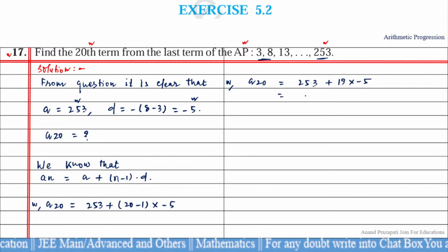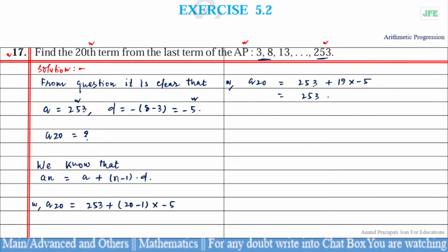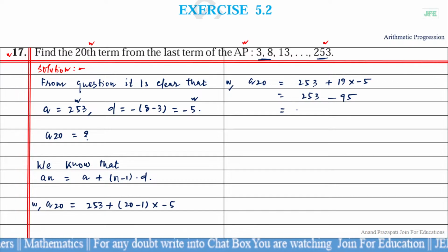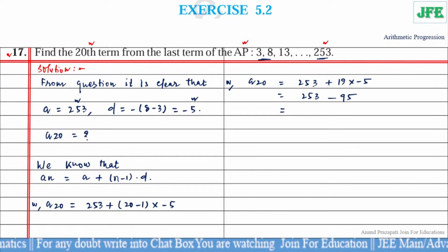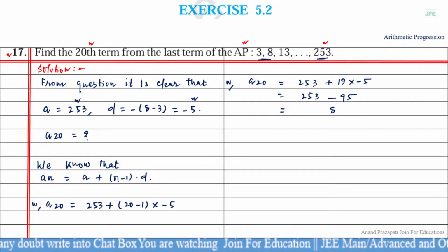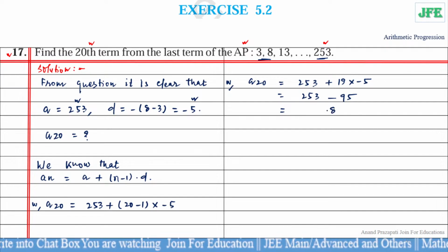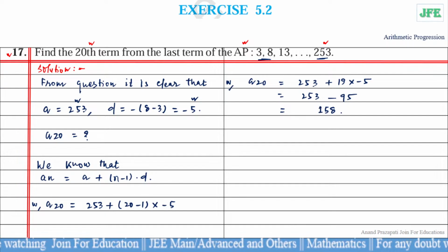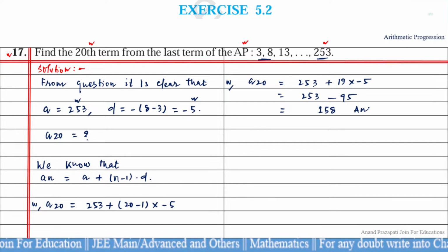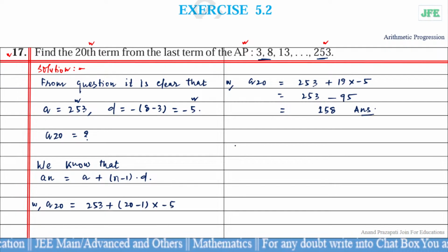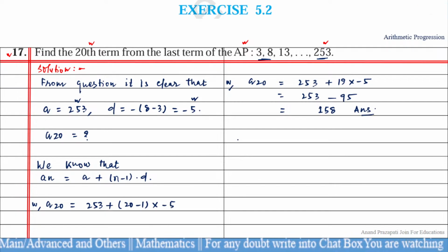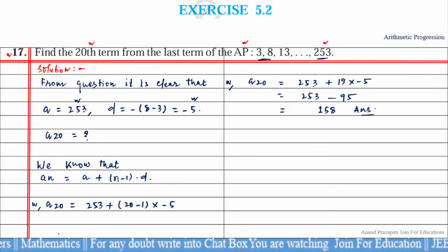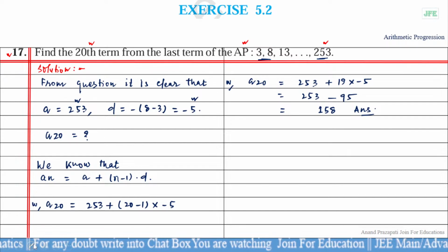So here it will be 253 minus 95. Now we subtract: 13 minus 5 equals 8, 14 minus 9 equals 5, and here will be 1. So 158 will be the answer of this question. I hope there is no problem understanding the solution as well as the explanation of the solution of this question. Note down the solution of this question.